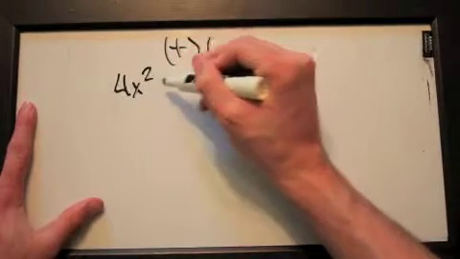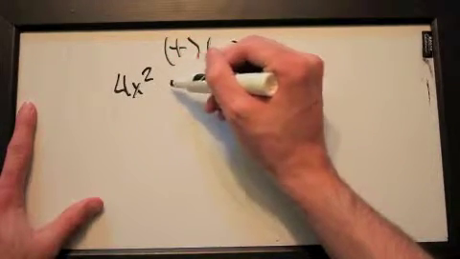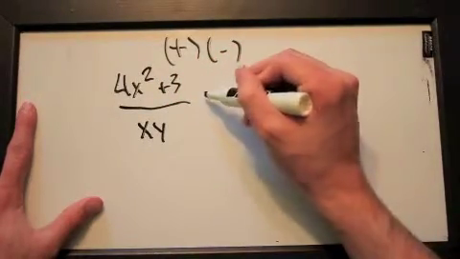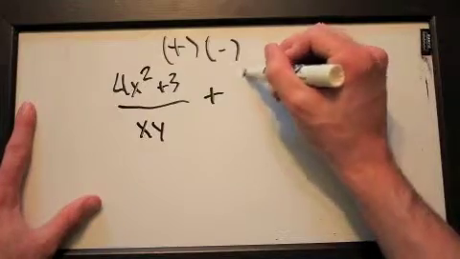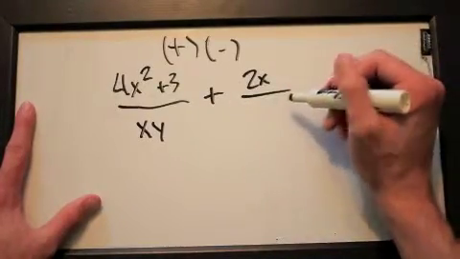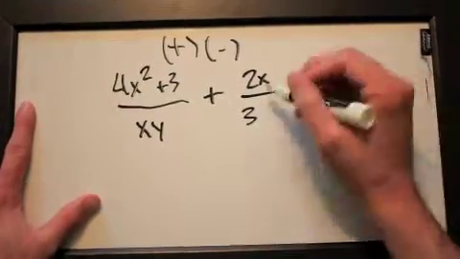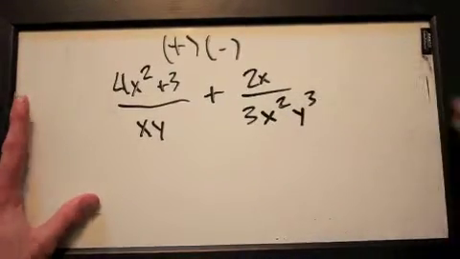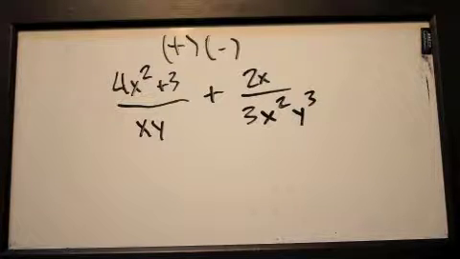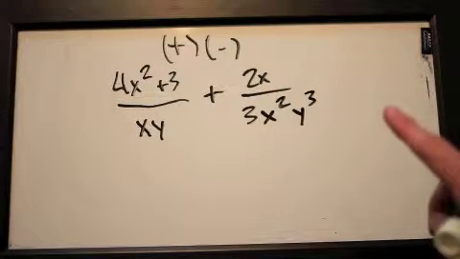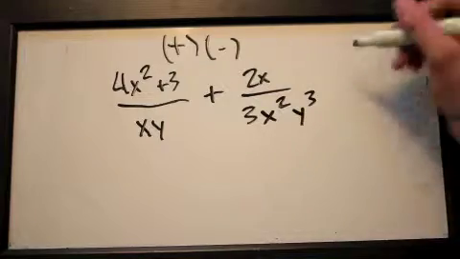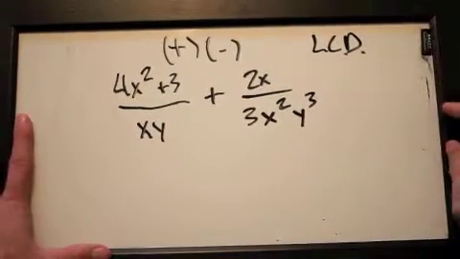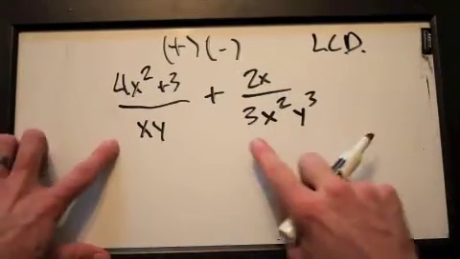Let's go 4x squared plus 3 over xy, and let's add 2x over 3x squared y cubed. Okay, how you start these problems is you do what we did in the last video. You find the least common denominator. Do that first. So start with the numbers.